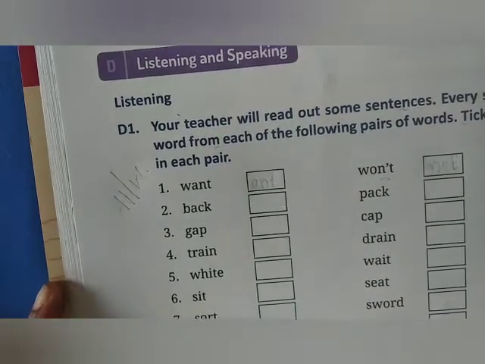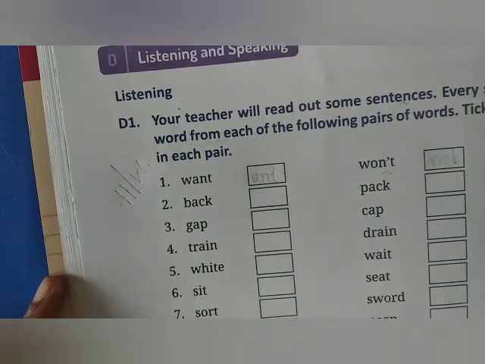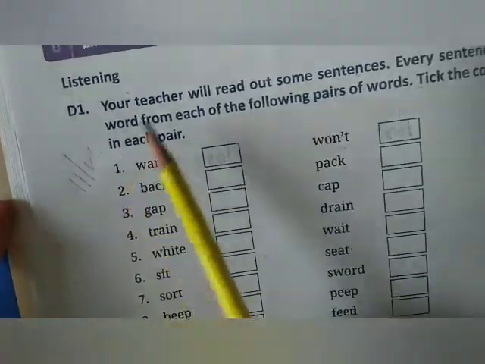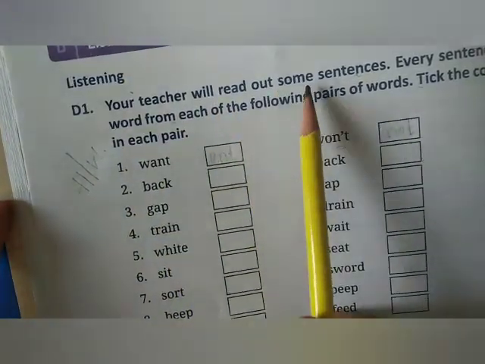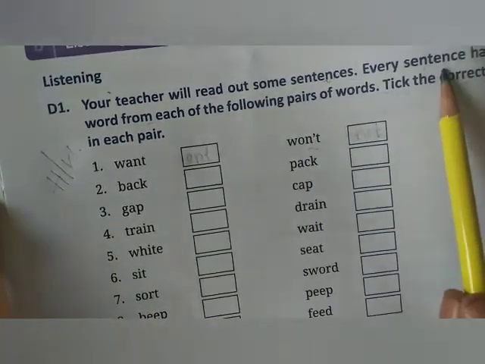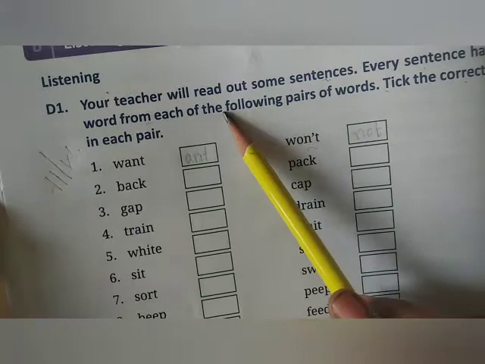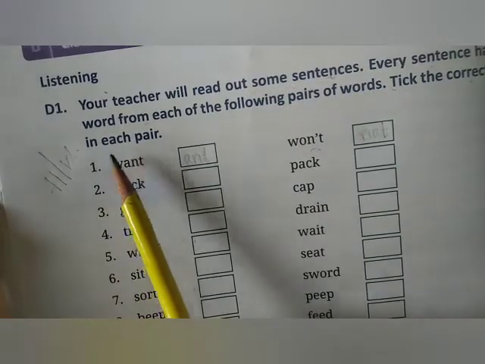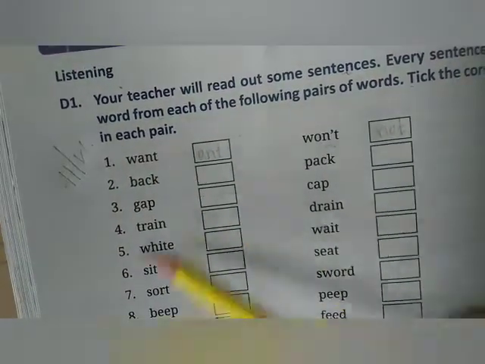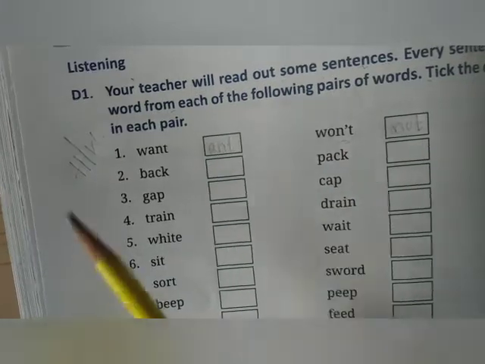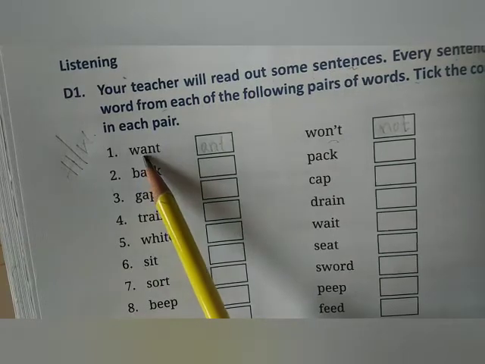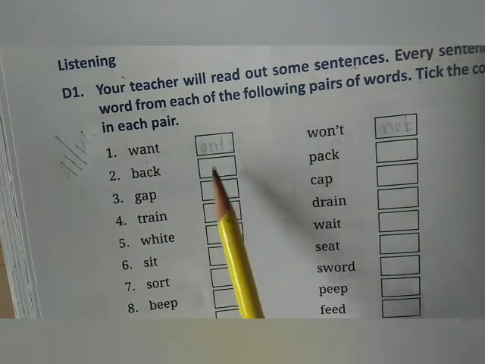Look, dears, here is D, listening and speaking. All of you open page number 30. Here, listening. D1. Your teacher will read out some sentences. Every sentence has one word from each of the following pairs of words. Tick the correct word in each pair. Here they have given some sentences. In that sentence there is a word. You have to find out that word and write the correct word.